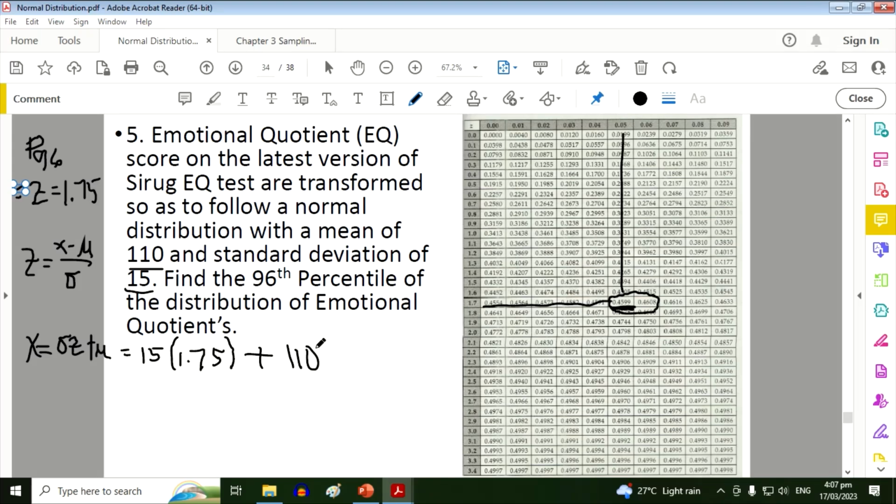So please use your calculator. 15 times 1.75 plus 110 is 136.25. So it means that 96% of the people have EQ below or equal to 136.25.